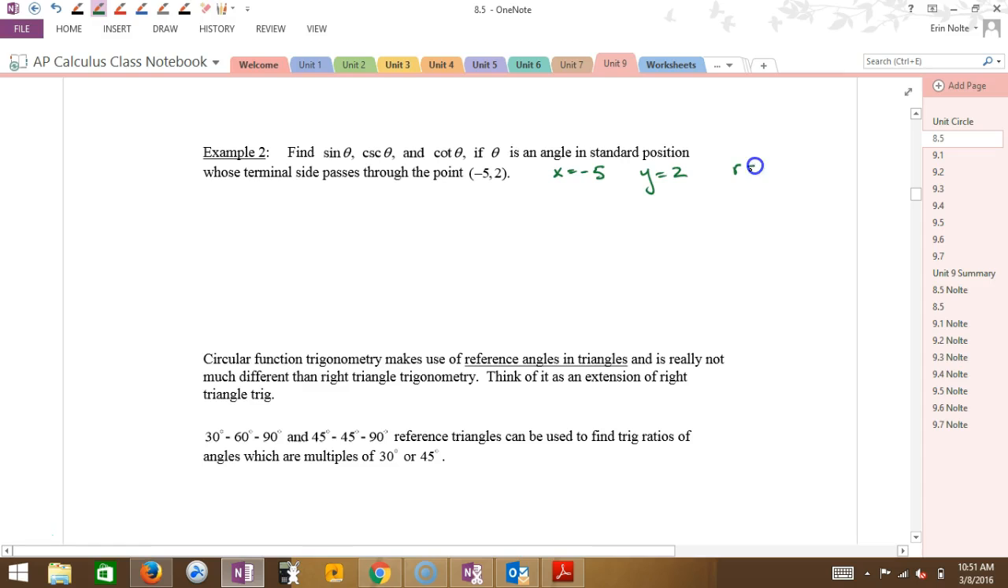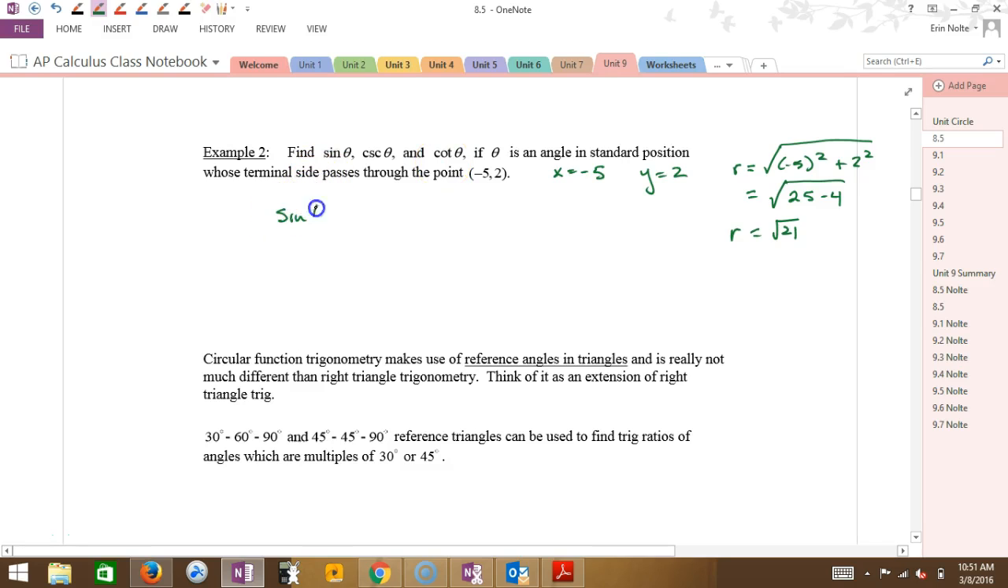So we just said that r was equal to the square root of x squared plus y squared, so -5 squared plus 2 squared. So that's going to give us 25 plus 4, which gives us our radius of the square root of 29. Okay, and if you could break that, you would absolutely break it, but you can't. Okay, so now it's asking us to find just these 3 trig ratios.